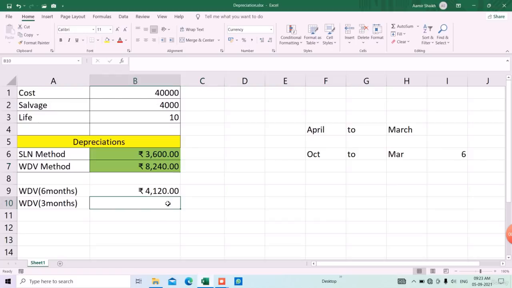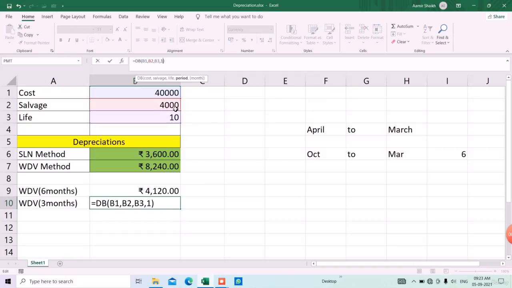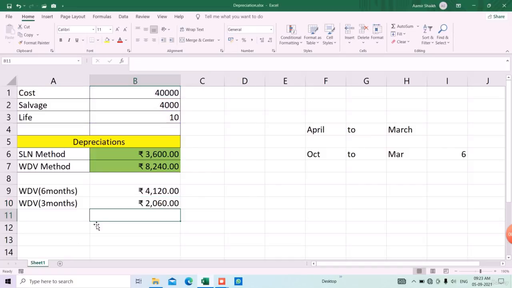So it's quite obvious. Now again I'll calculate for 3 months, so I'll select the same cost, salvage value, life, and 3 months. What's wrong in that? All right, I forgot to write 1. That's for the first year, and then 3 months. Now it's going to fetch me the result like that.